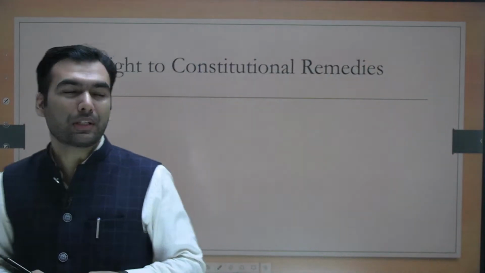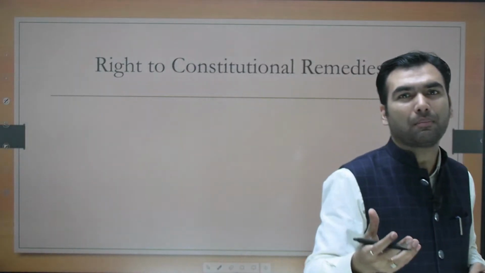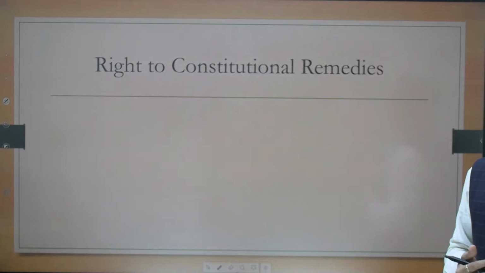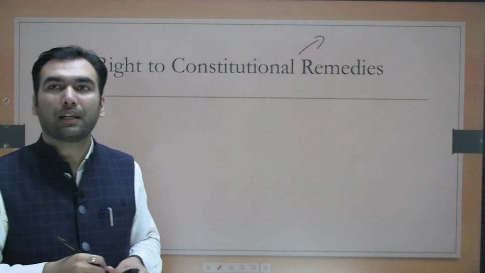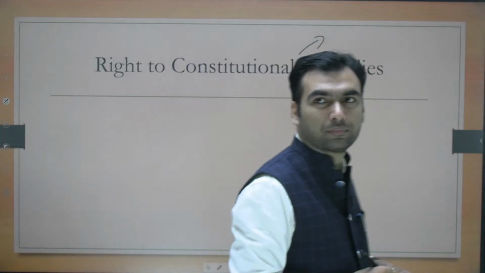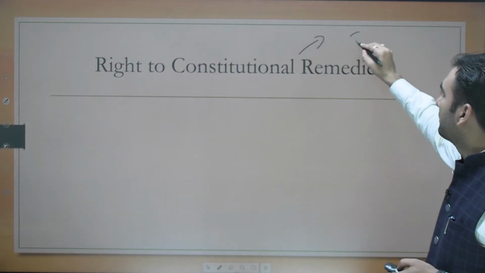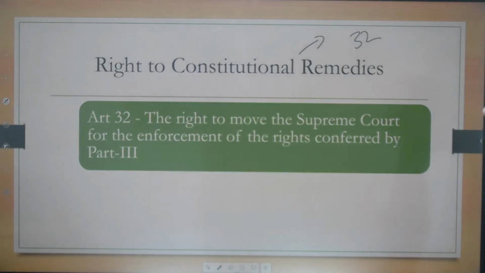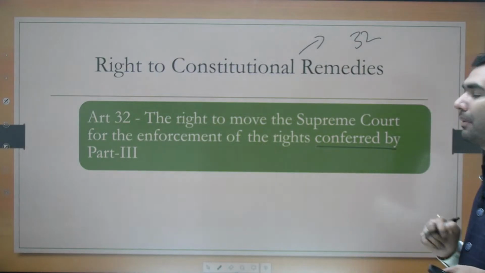Next, we are going to see the right to constitutional remedies. Now, this is something that you must be knowing. You will tell me rather than me telling you. What is the article number? Quickly answer me. 32. What does Article 32 say? The right to move the Supreme Court for the enforcement of the rights conferred by Part 3.